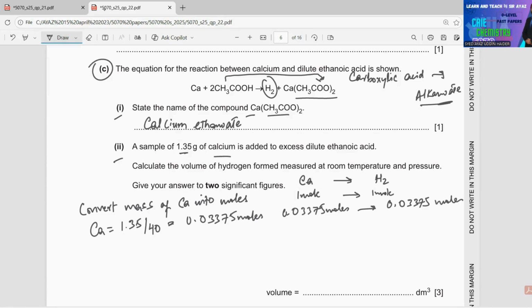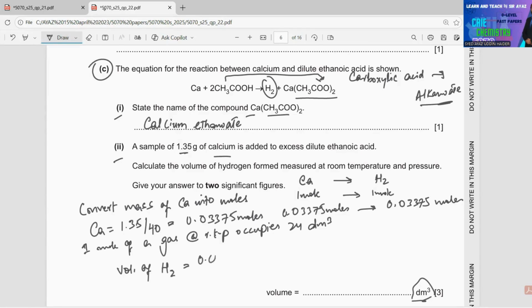Now we have the moles of hydrogen. Just convert this into volume. The answer must be in dm cube. You know that 1 mole of any gas occupies a volume of 24 dm cube at RTP. RTP is room temperature and pressure. So what we are going to do is simply multiply it by the moles in order to get the volume of H2 hydrogen gas. So 0.03375 into 24. So the answer is 0.81 dm cube.